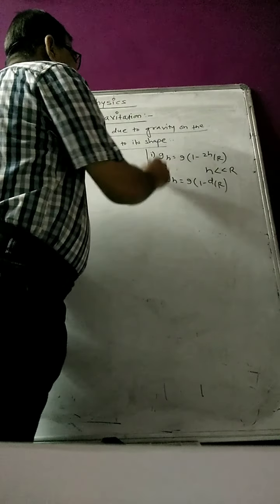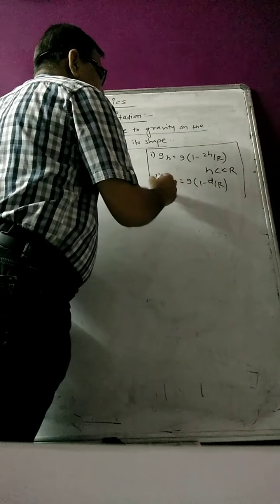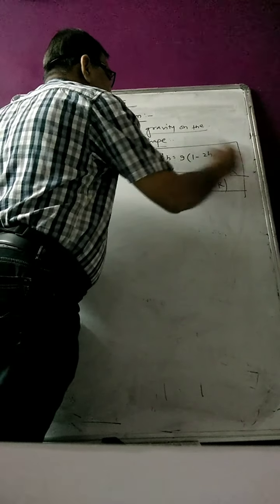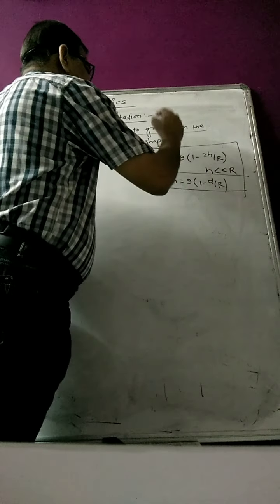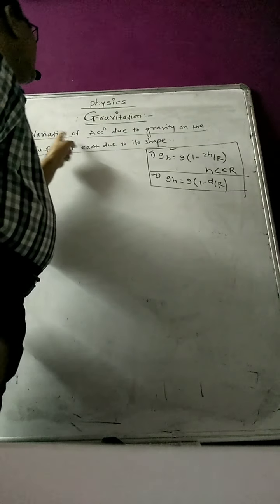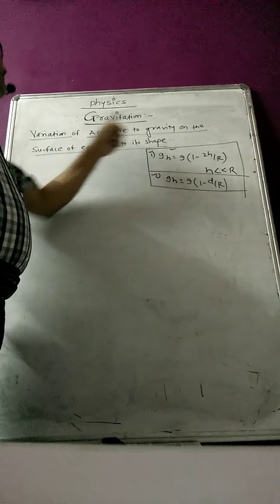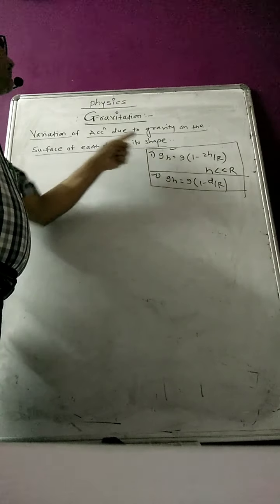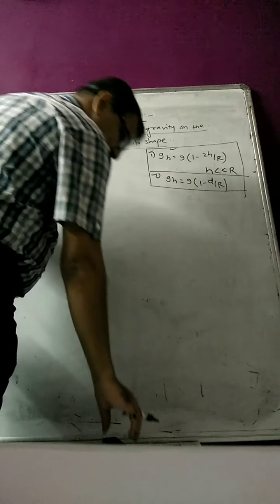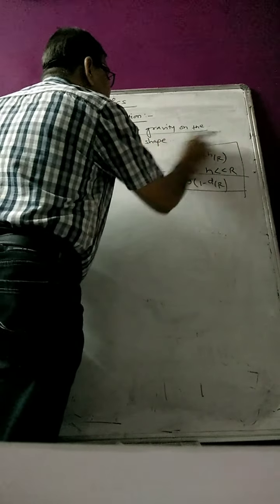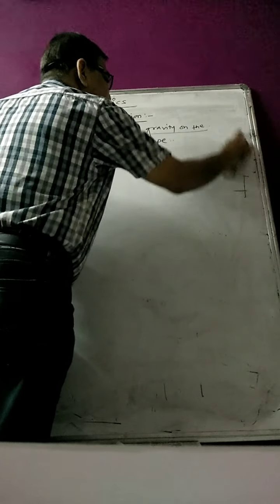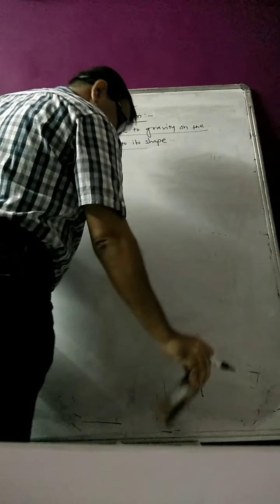Okay, so these are yesterday's points that we have calculated, and we have already finished this. Now today we want to learn the acceleration due to gravity on the surface of earth due to its shape. Okay, so if I want to find out the acceleration due to gravity due to its shape, sir, what will be the expression?